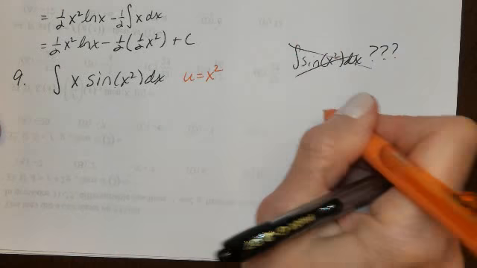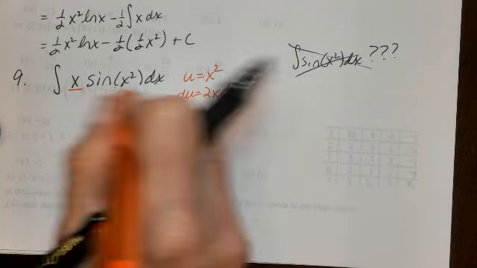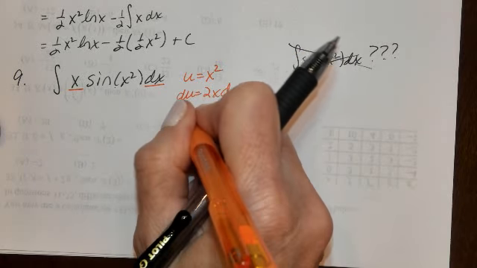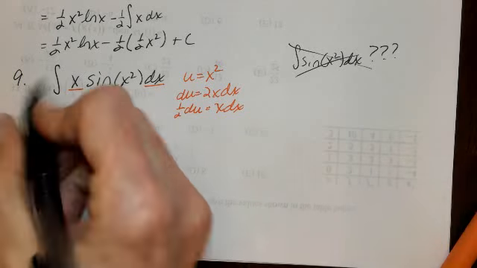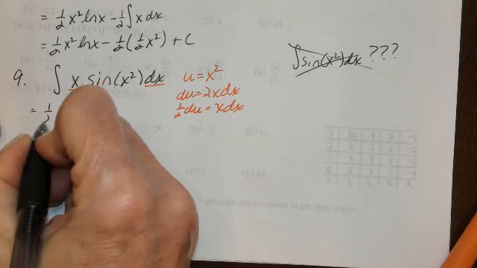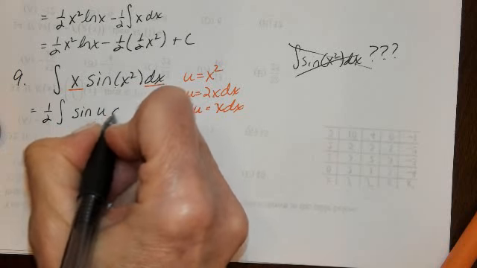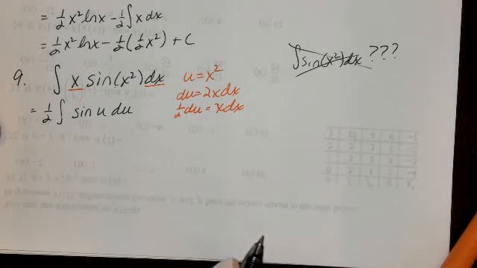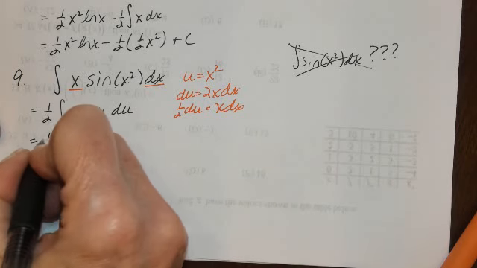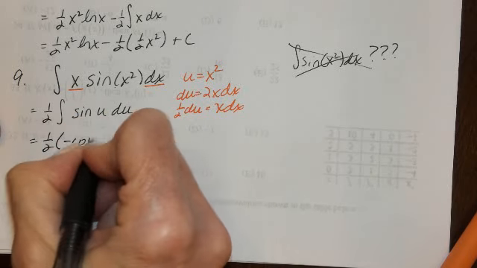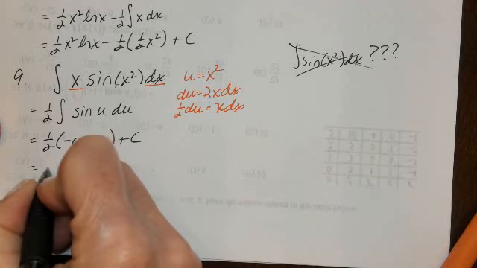u is x squared. du is 2x dx. We have the x dx, so 1/2 du is x dx. So I'm going to get from that 1/2 integral of just sine u du. That is something we know the antiderivative of, and then just go back to x's.